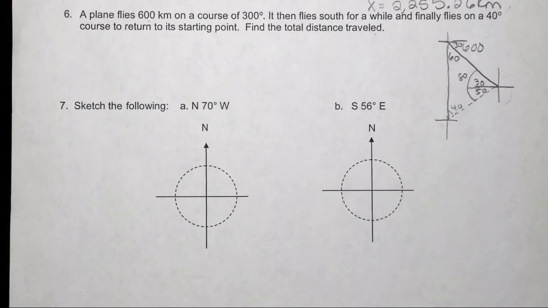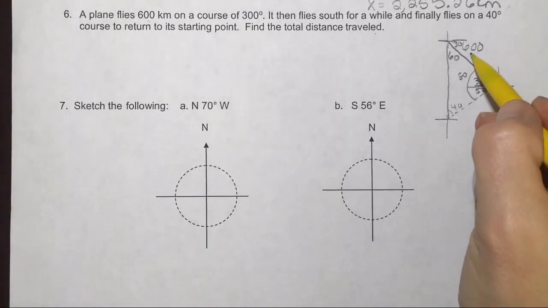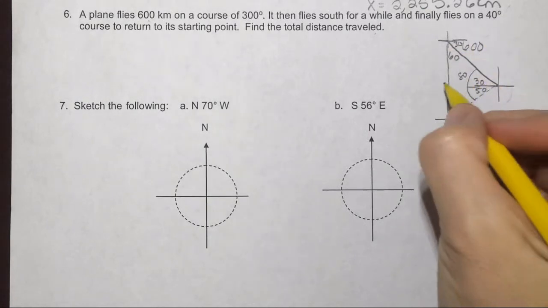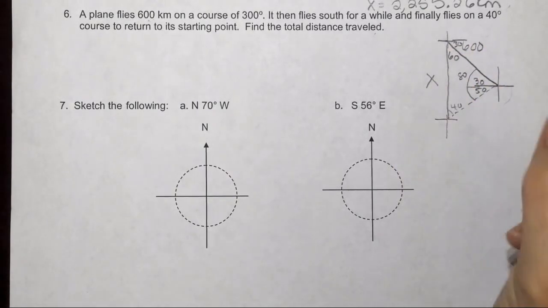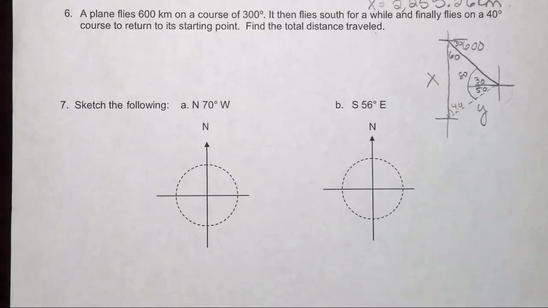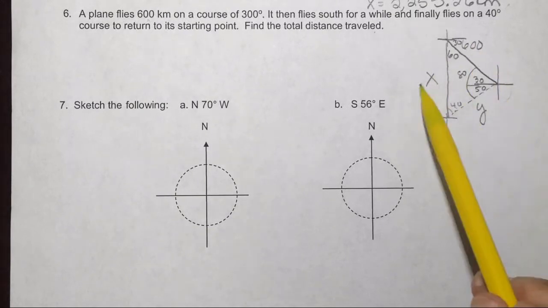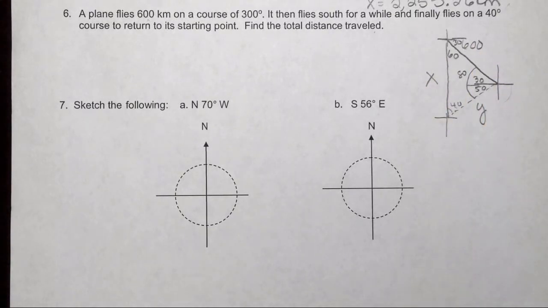No, that's it. So the only piece of information I know as far as distance is this first little leg of the journey was 600. I need to find this missing side, we'll call it X, and I need to find this missing side, we'll call it Y. So I'm going to use my law of sines. It's not a right triangle, so I cannot use SOHCAHTOA to find X. And then I'm going to use my law of sines to find Y, and then I'm going to take all three answers and add them up.